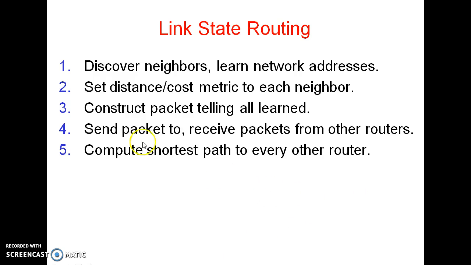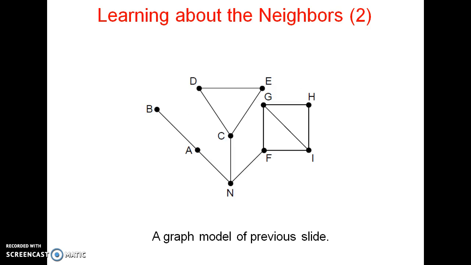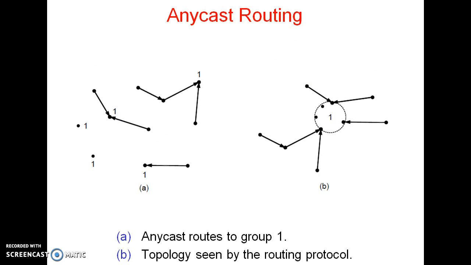Link state routing. It includes the following steps: discover neighbors, learn network addresses, set distance or cost metric to each neighbor. Third is construct a packet telling all it has learned, send the packet to and receive packets from the other routers, and compute the shortest path to every other router. Learn about the neighbor, a graph model.